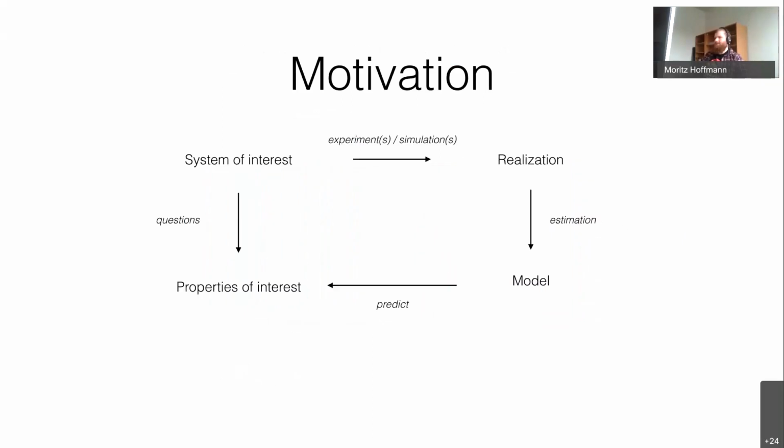Usually, at least in molecular dynamics, you would have a system of interest. Then you have maybe experiments, or you have simulations, right? There's this little arrow here. Then you have a realization of that, or multiple realizations. From that, you can estimate a model. And this model then can be used to predict certain properties of interest. And these properties of interest are usually coupled to a question that you have about the system. Vice versa, it's often useful to first think about a question that you want to ask your system. Then you can run appropriate experiments and simulations, and go this way again.